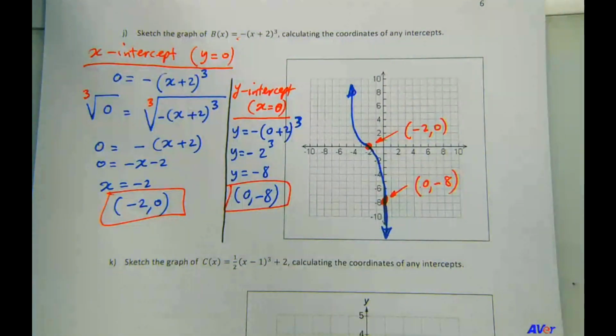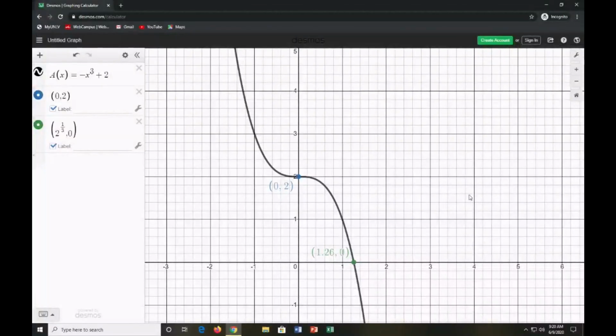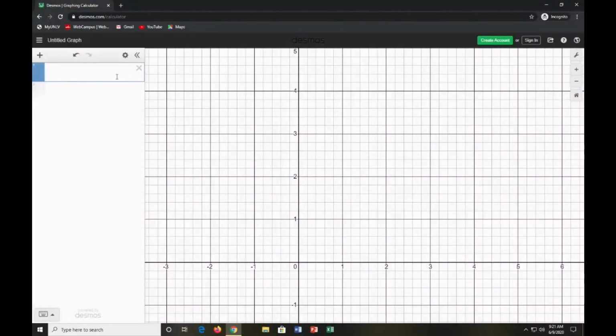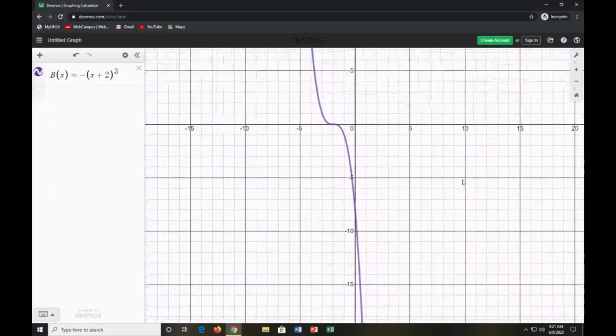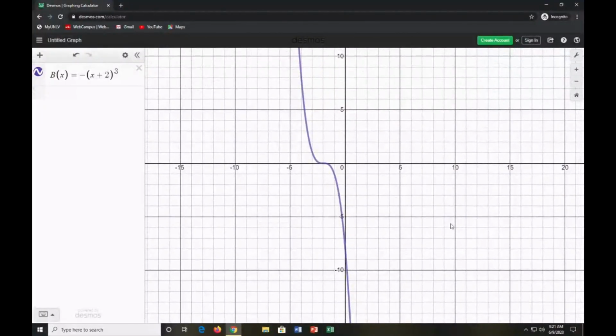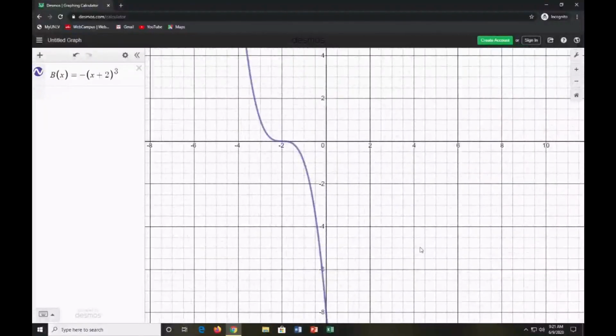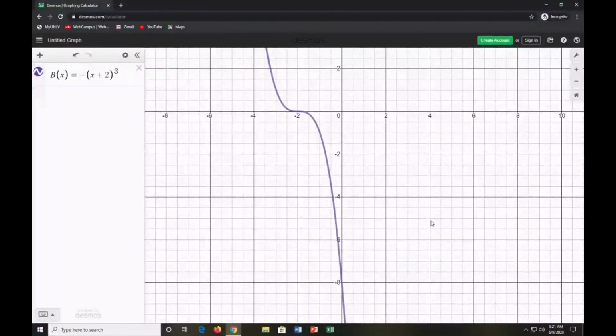So let's go to the computer again to plot this and get a more accurate graph. We start with b of x equals minus x plus 2, cubed. And let me zoom out like that. Okay, can we zoom in a little bit and see the intercepts? Yeah, we can still see the intercepts.